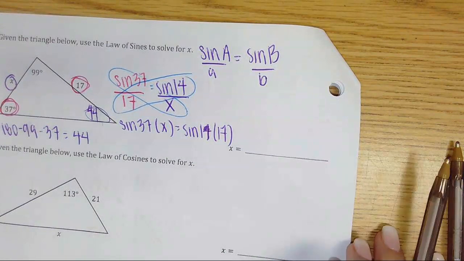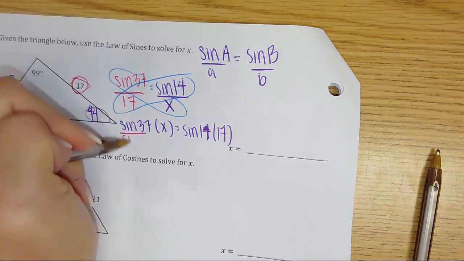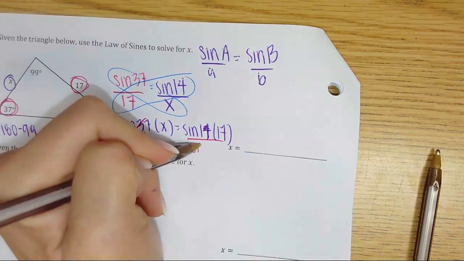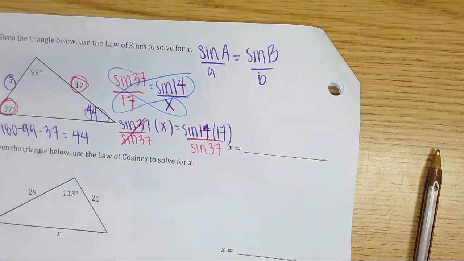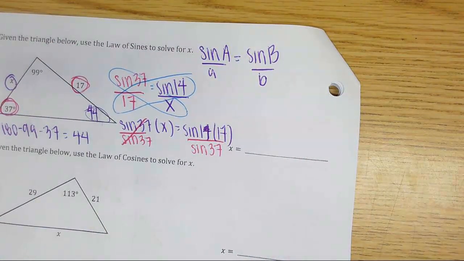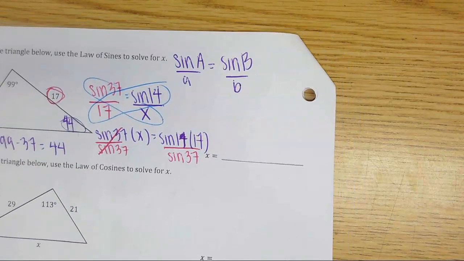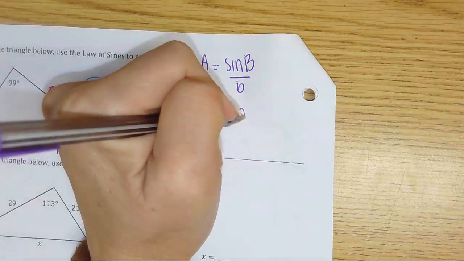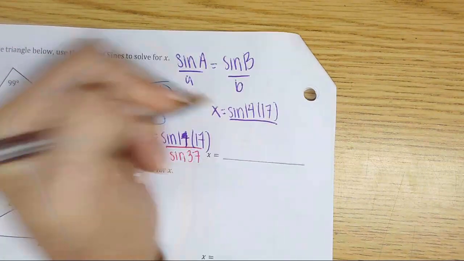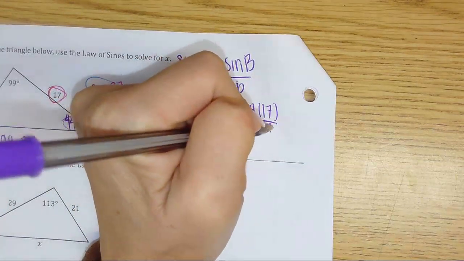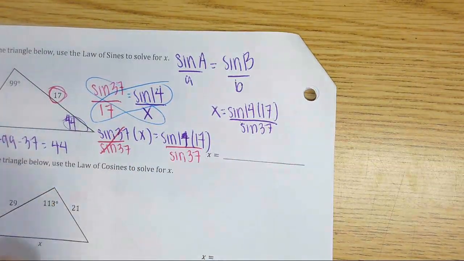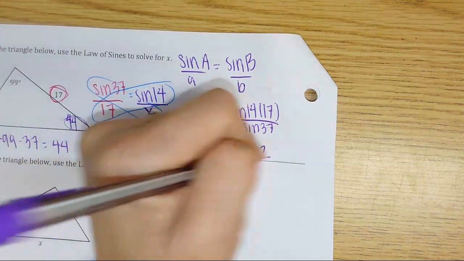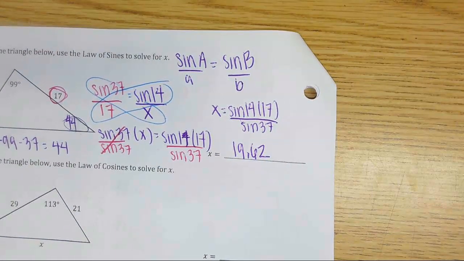Alright, well, I want to get x by itself, so I'm going to divide by sine 37. And what you do to one side, you do to the other. So I'm going to divide by sine 37. Okay. So now I know that x equals sine 44 times 17 over sine 37. And I just have to divide that in my calculator. And that becomes 19.62. Okie doke.